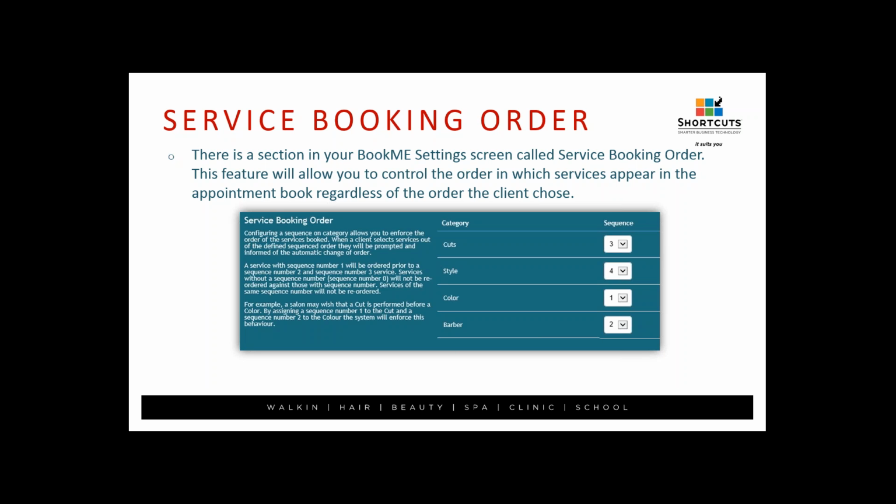A scenario in beauty would be that you wouldn't want it to book in a tan before waxing services. The way that you set up your preferred service booking order in the BookME settings area of your Smart Console, it will list all the service categories that you've currently got available. So what you'll need to do is just put the numerical order that these services would be booked in. Obviously the client's not booking every single service, but what it means if I was to select a colour and a cut, because a colour is number 1, it would be booked before a cut.